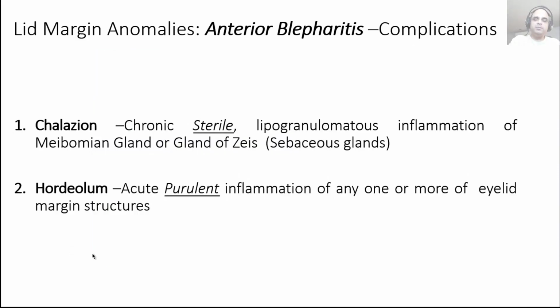So if you don't treat it properly, or if this continues or is incompletely treated, it can lead to the formation of a chalazion or a hordeolum. A chalazion is a chronic sterile lipogranulomatous inflammation of the meibomian gland or gland of Zeis, which are sebaceous glands. These are the ones associated with cilia or the hair follicle. It can also cause a hordeolum, which is an acute purulent, infectious inflammation of one or more of the eyelid margin structures. We'll see what they are when we talk about these two lesions in the next subheading of lid margin anomalies, which is lid swelling.